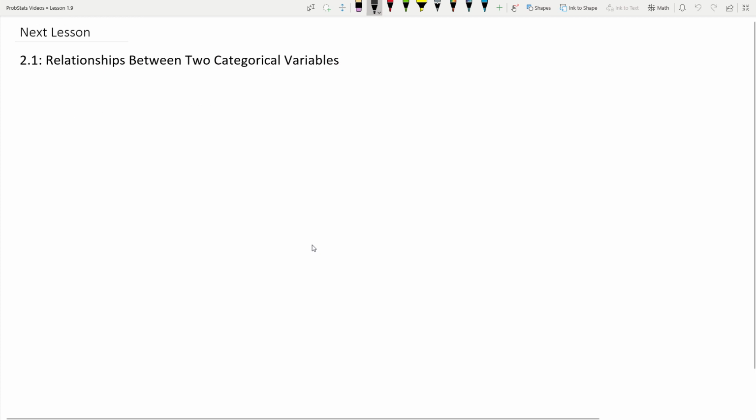All right guys, so for the next lesson, it's actually going to be chapter 2. This concludes chapter 1. In the first section of chapter 2, we're going to be talking about relationships between two categorical variables. Rather than just one variable, which we've done in this chapter, we're going to focus on two variables.